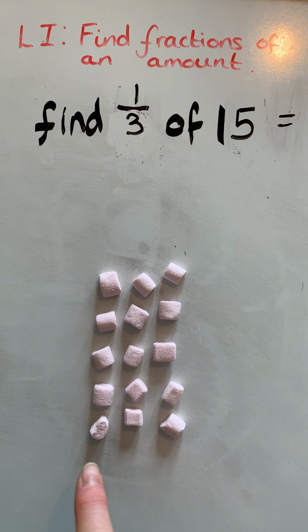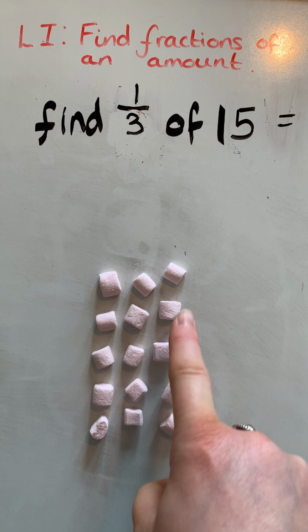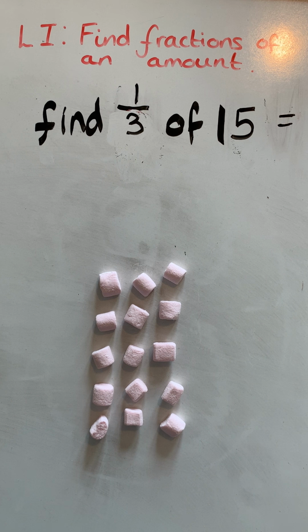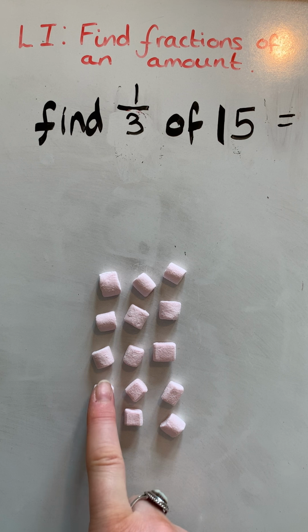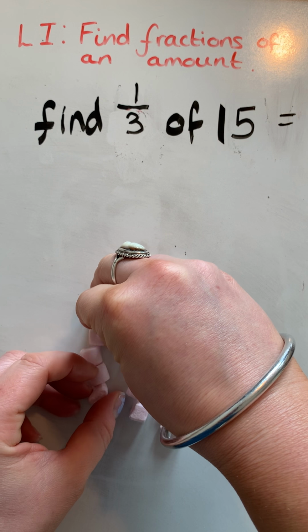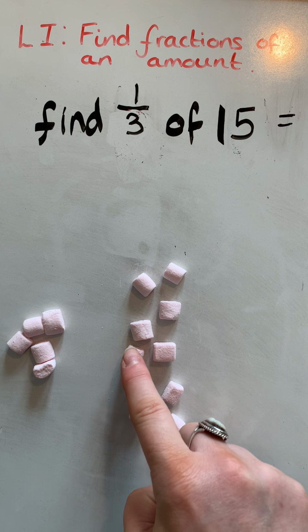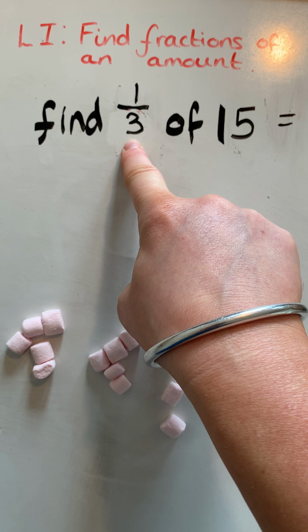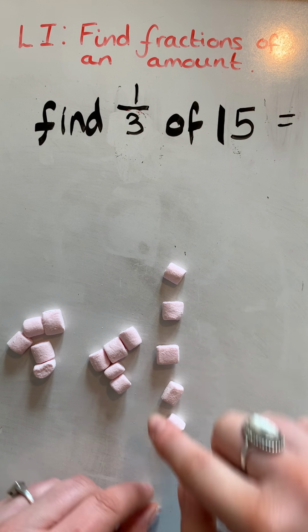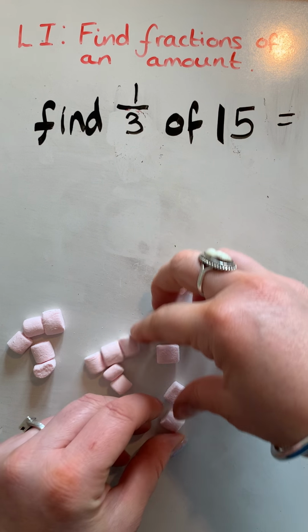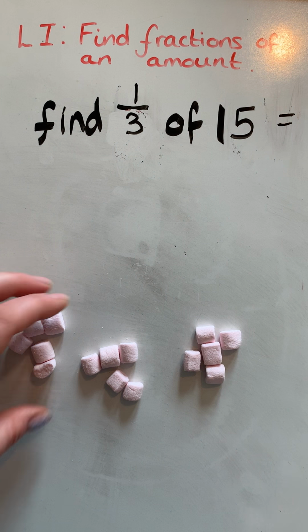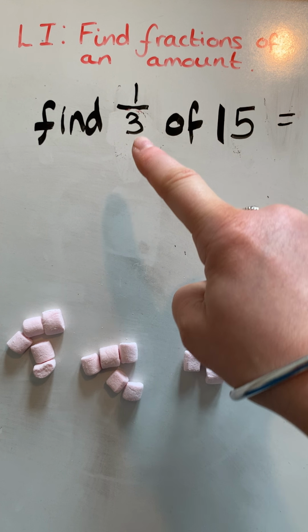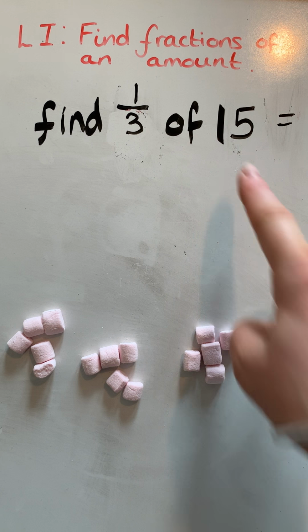Now I can see straight away that I've created an array with my 15. So I can already see 3 groups. So I'm just going to split them right down the middle here. So I've got 1, 2, 3, 4, 5. That's one group. 1, 2, 3, 4, 5. That's another group because I'm putting them into groups of 3 because we're finding 1/3. 1, 2, 3, 4, 5. That's another group. Now we should know that 3 times 5 equals 15.